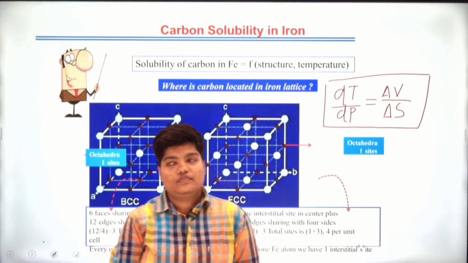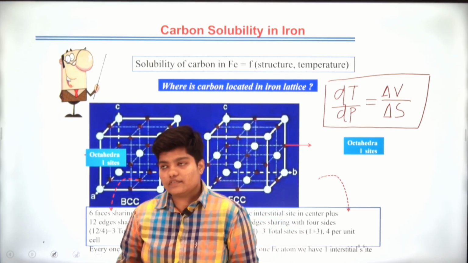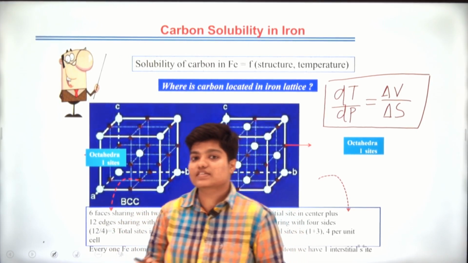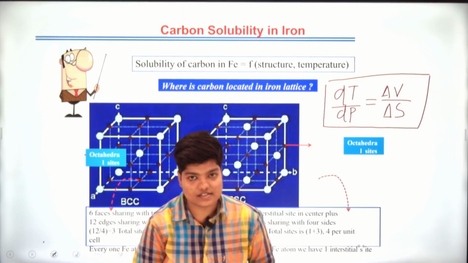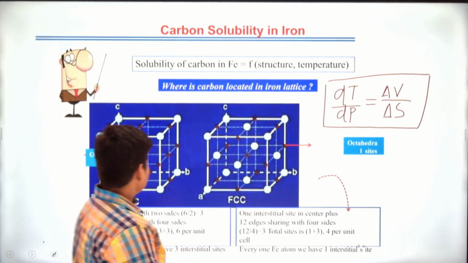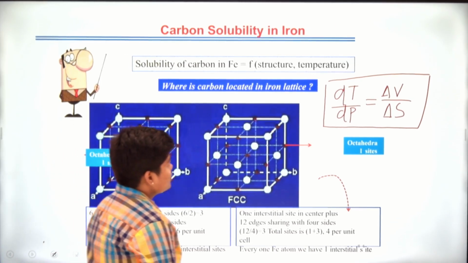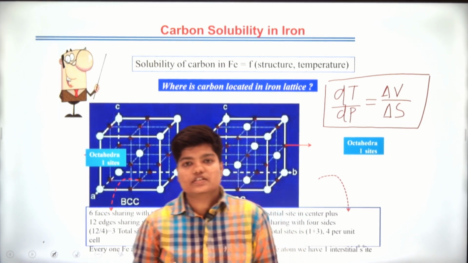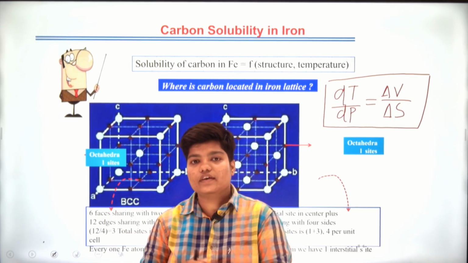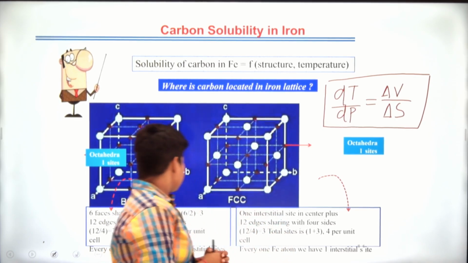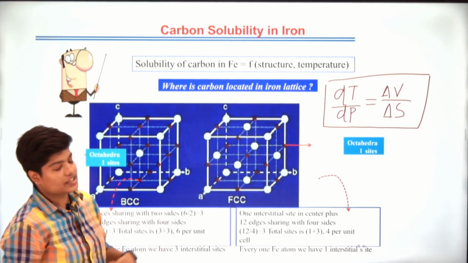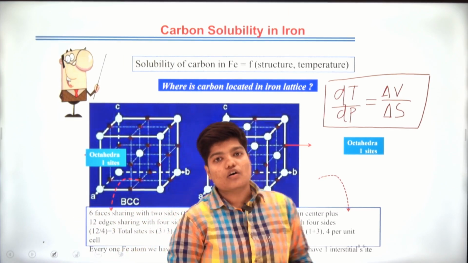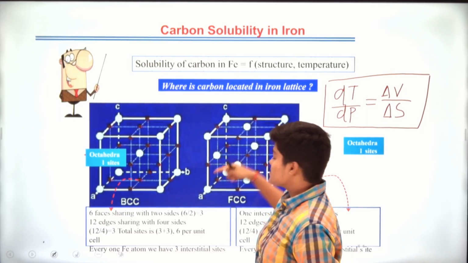From the first class we discussed the cubic close packing structure and the Bravais lattices. There are 14 Bravais lattices in 7 systems. In BCC, like in Fe, the lattice points are present at all the 8 corners and one at the body center. Similarly, in the FCC structure, the iron atoms are present at all corners and all 6 face centers.